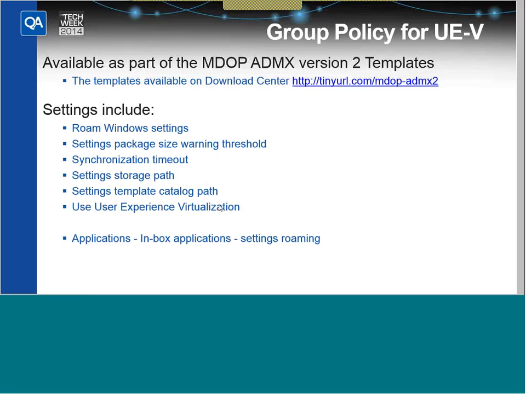As I've mentioned, group policies allow me to configure both on a computer or user basis the UE-V client at a very granular level. You can download the ADMX version 2 templates for MDOP from tinyurl.com/mdop-admx2, and that will be the latest templates. That also includes the templates for App-V 5 Service Pack 2 as well. So there have been some updates to the templates for Service Pack 2 in that bit.